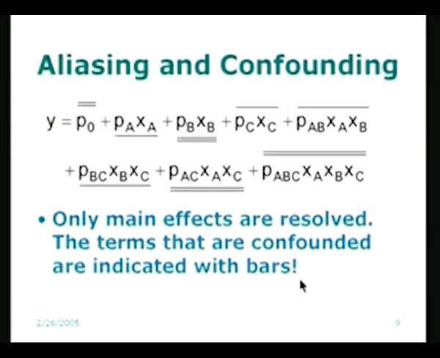8 constants are there, and it is not possible to resolve all of them, because I have also shown P naught with 2 bars on the top, Pabc Xa Xb with 2 bars on the top. That means that these two are confounded. We cannot resolve these two separately. The effect of these two are going to be intertwined. Similarly, Pa Xa and Pbc Xb Xc, these two are confounded, and so on and so forth. Therefore, what it means is that only the main effects are resolved, and the terms that are confounded, which are indicated with the bars here, are not going to be resolved separately.